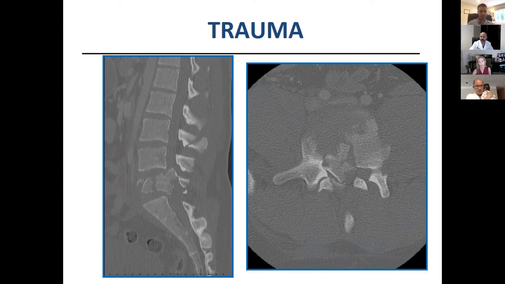Alternatively, you could stage this. You could just decompress him, throw in some screws, and then let him cool down and bring him back and do the corpectomy later on. It's going to be important with your corpectomy that you don't want to fuse this guy flat. He's young. He's going to end up having so many problems down the road if this guy is flat. So you really want to try to restore or recreate his lordosis with the corpectomy. So just something to keep in mind. Yeah, great thoughts.